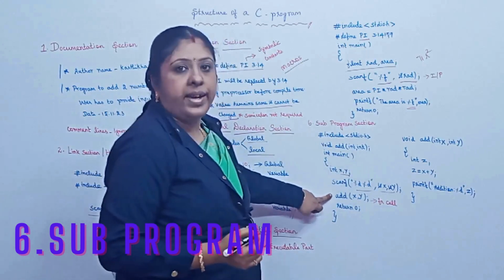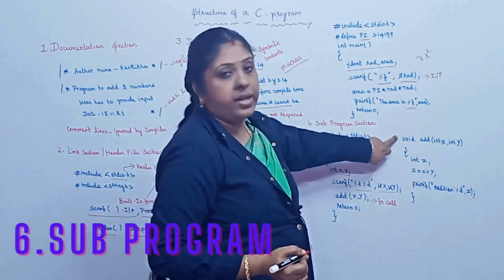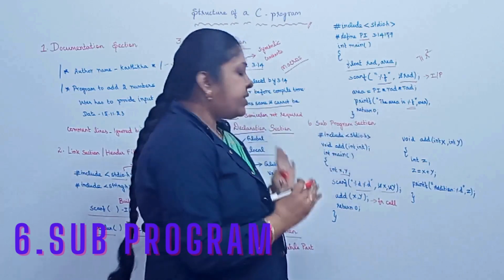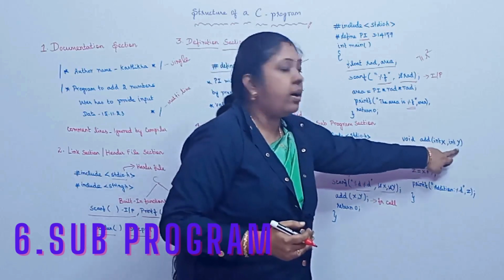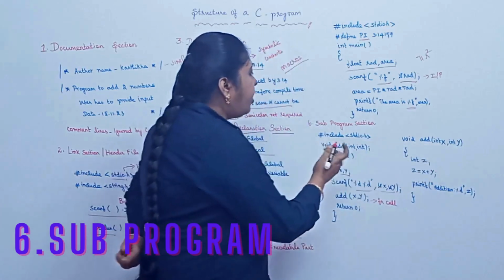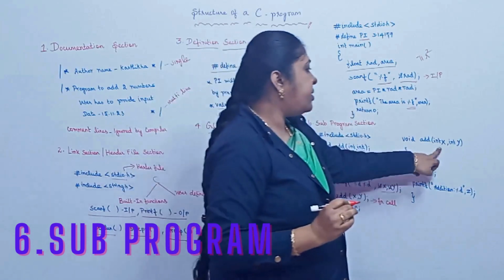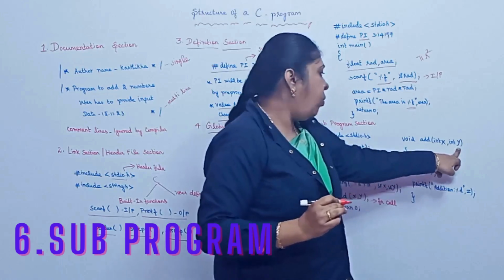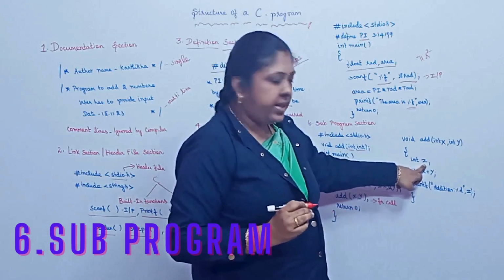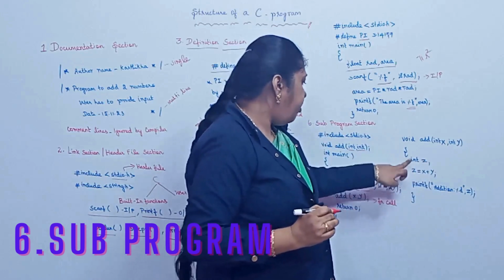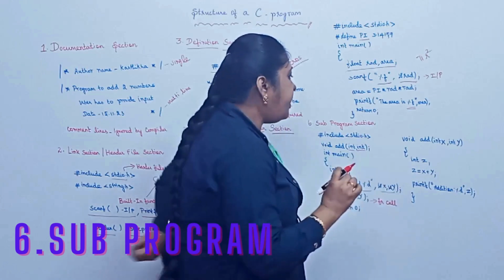When the function call takes place, the compiler will move to the function. It will jump from the main program to the function. So void add, int x comma int y. Here we had already declared integer comma integer, so the arguments are passed here, integer x and integer y. And then inside the function, integer z, a new variable is declared here. This variable will be used only within the function, so it is declared inside the function.